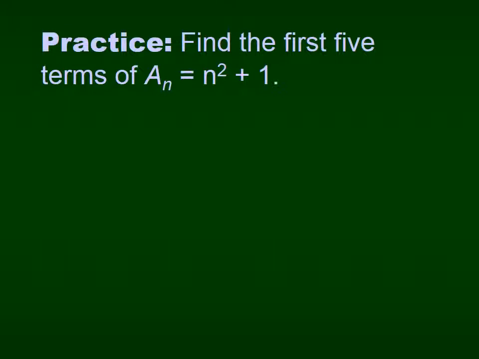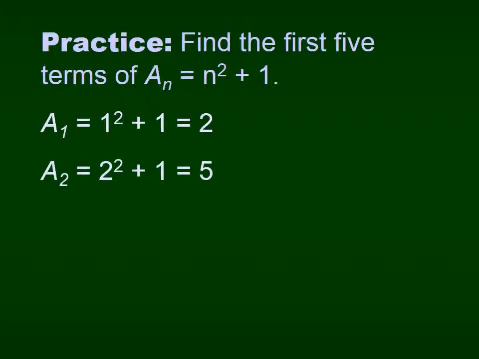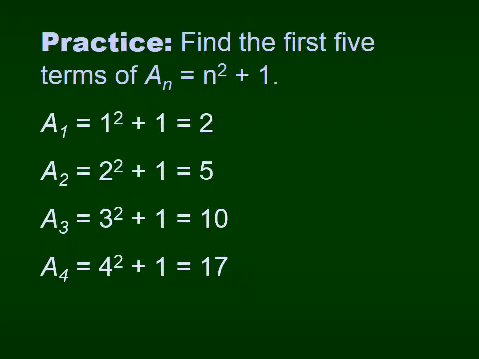So let's practice. Let's find the first 5 terms of a sub n equals n squared plus 1. This is an explicit formula because we're not using previous terms. For a sub 1, we plug in 1 for n, so 1 squared plus 1 is 2. A sub 2, we plug in 2, so 2 squared is 4 plus 1 is 5. Our third term would be a sub 3, so n would be 3. 3 squared is 9 plus 1 is 10. A sub 4, our n is 4, so 4 squared is 16 plus 1, which is 17. Our a sub 5, our n is 5, so 5 squared is 25 plus 1 is 26.